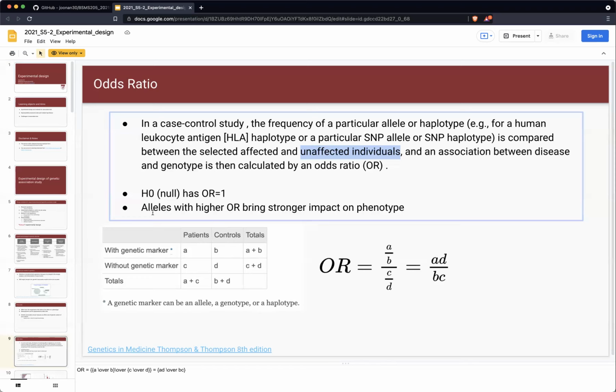But then if you find a high odds ratio, which is over 1, that means you have some interaction between this genetic marker and the phenotype or disease, right? And the higher the odds ratio, the stronger the impact on the phenotype. So if your odds ratio is like 2, then we can say this is obviously some strong association with the phenotype, right?